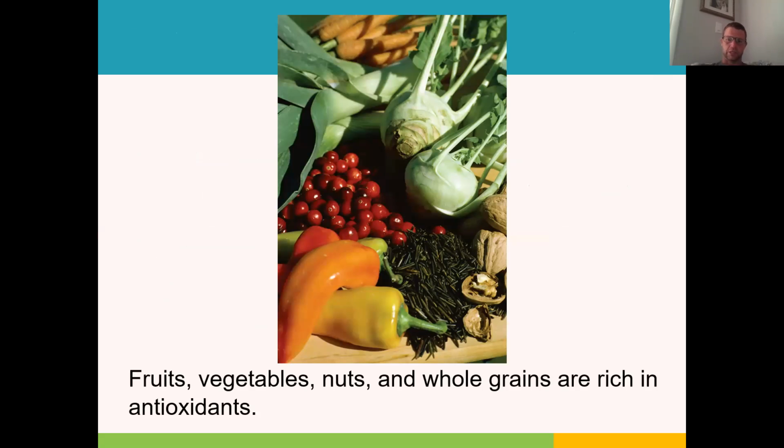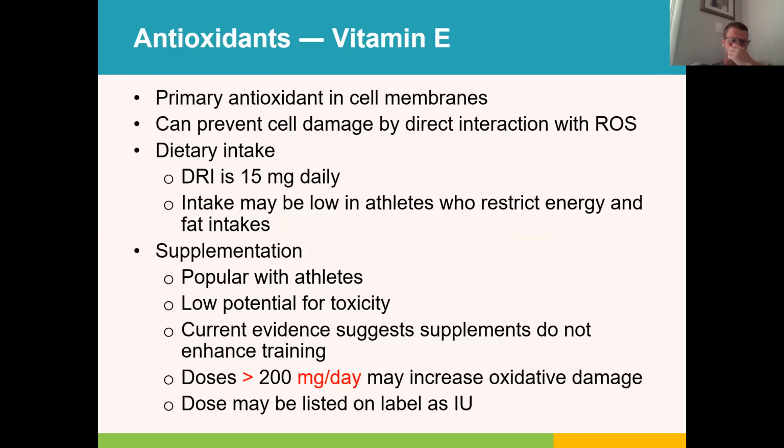But yeah, fruits, vegetables, nuts, and whole grains are rich in antioxidants. So vitamin E in particular, the primary antioxidant in cell membranes, can prevent cell damage by direct interaction with this dietary intake. DRI is 15 milligrams daily, so that's the minimum amount, right? Intake may be low in athletes who restrict their energy and fat intakes. Again, you've got to get fat in your diet so that it can travel through the same pathways, and also to store it, you need some fat on your body, right?